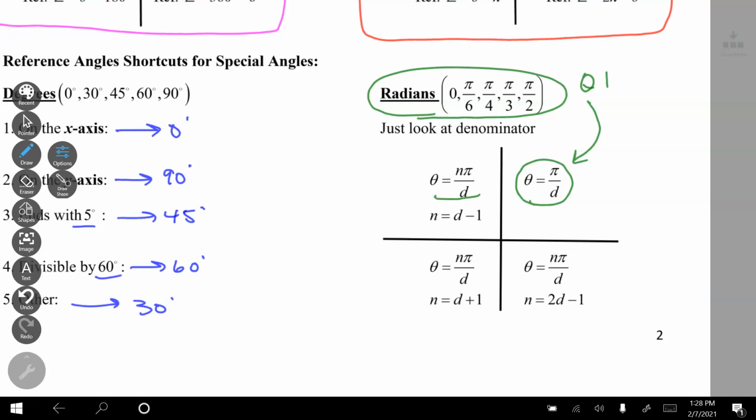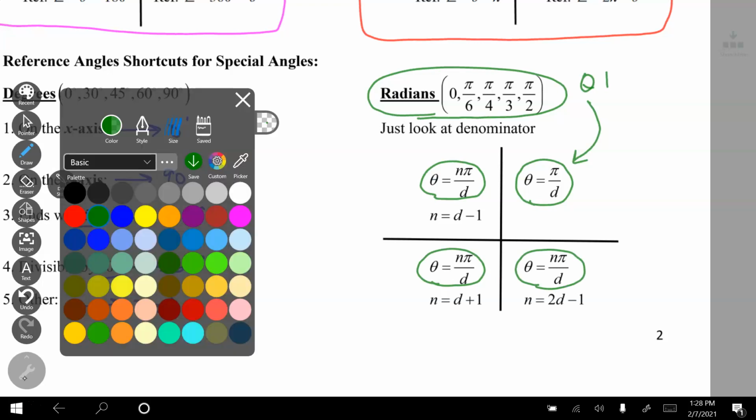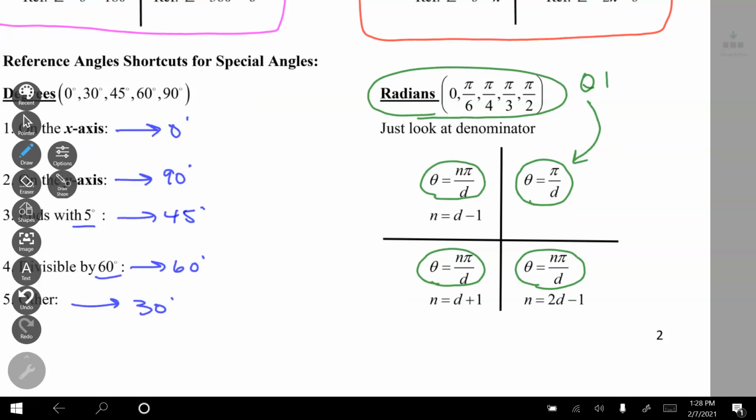And every other quadrant, the angle looks like this: a numerator times pi over a denominator every single time. And the pattern is, when you're in quadrant 2, the numerator is 1 less than the denominator. When you're in quadrant 3, the numerator is 1 more than the denominator. And when you're in quadrant 4, the numerator is equal to 2 times the denominator minus 1. And that's how I figured out all these little things.